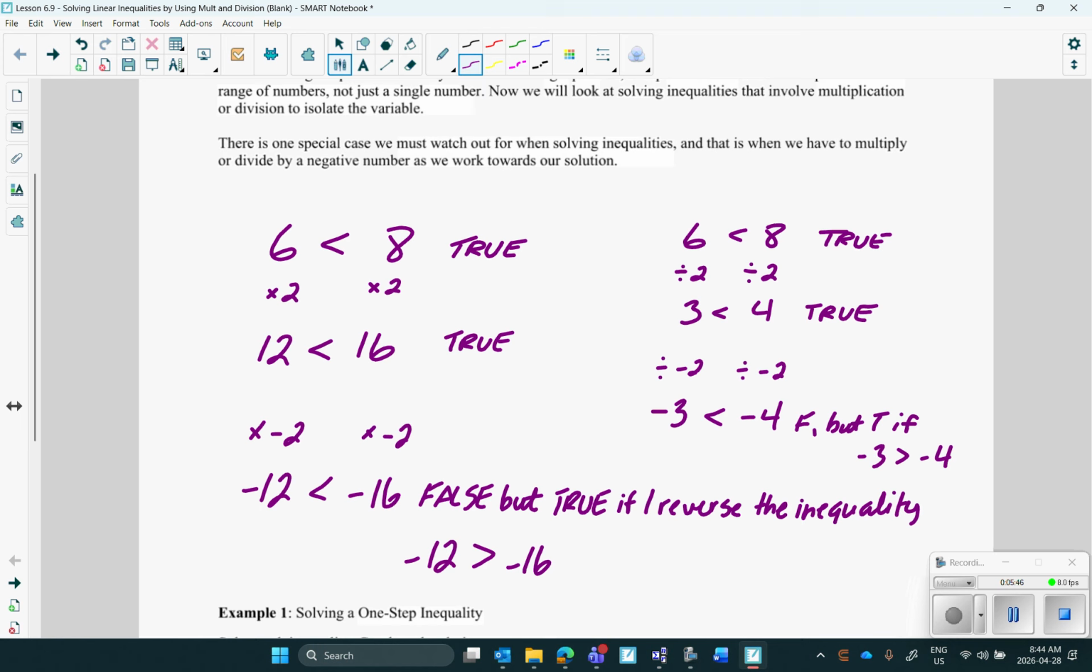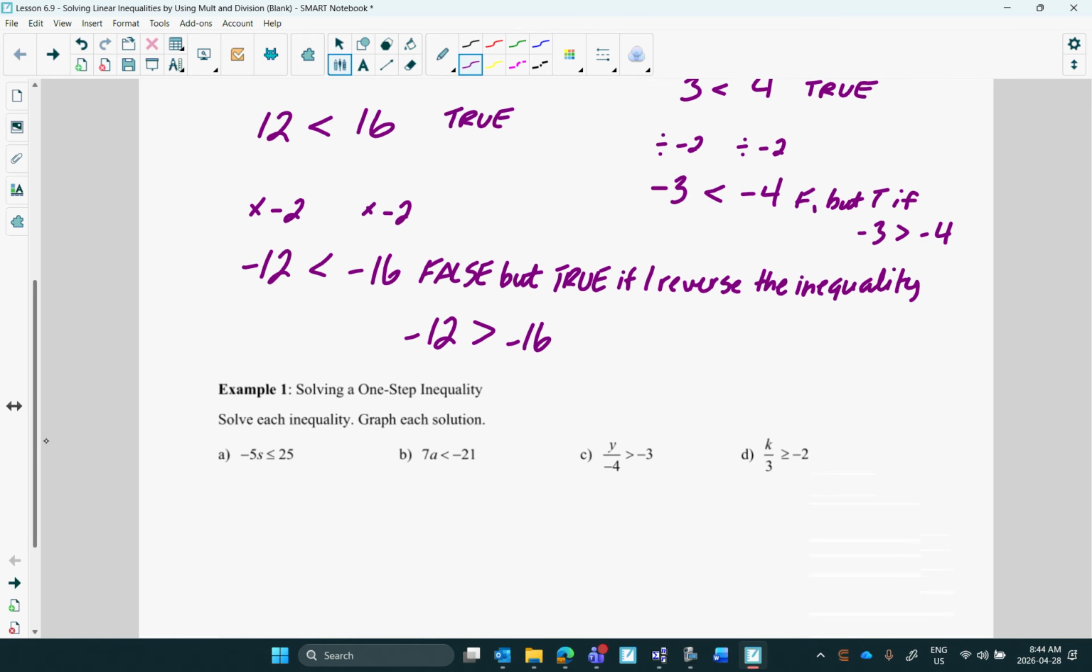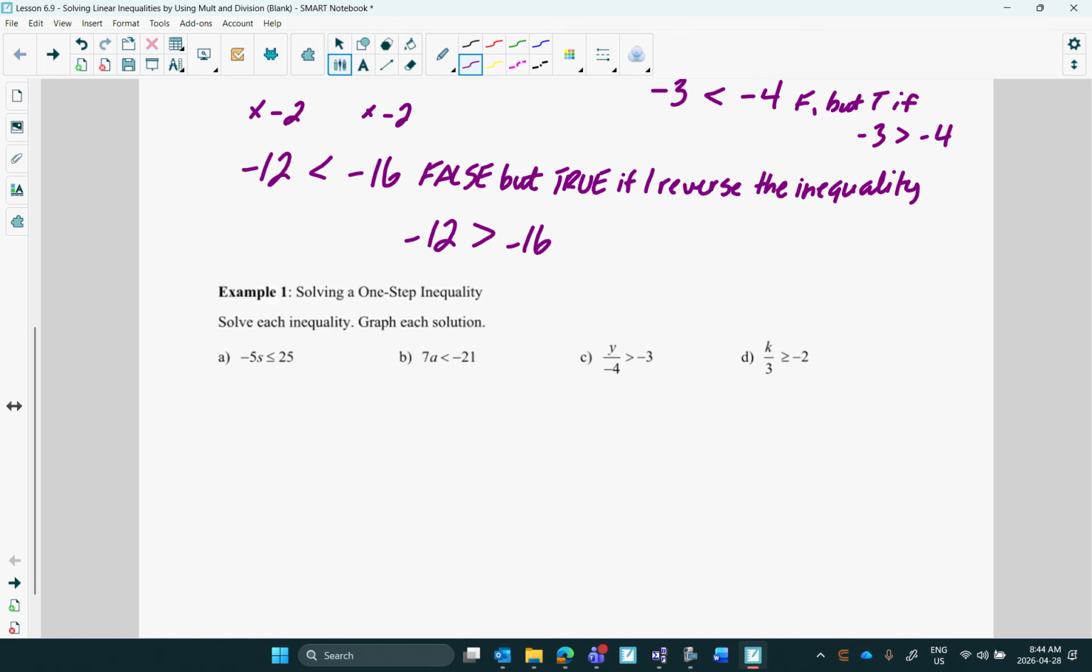So when you solve inequalities, you solve them the same way you do equations, except that one thing you got to watch out for. On your way to solving, if you ever multiply or divide by a negative number, you got to reverse the inequality. So let's just look at some practice. We're not going to graph every one of these. We'll graph 1 or 2.